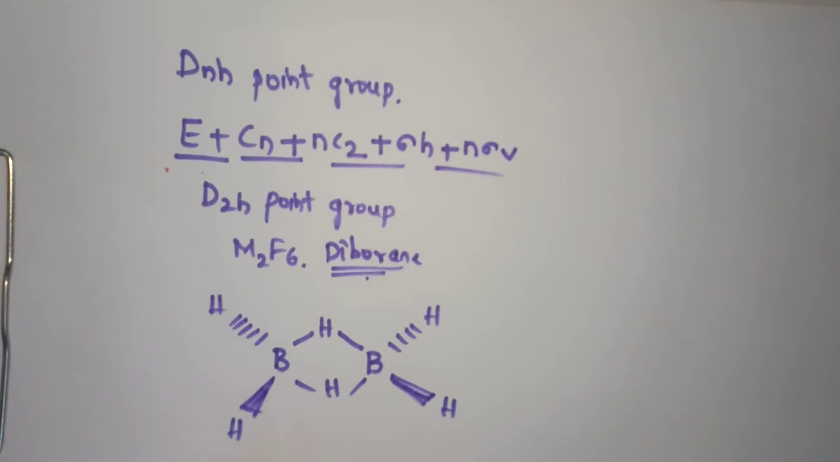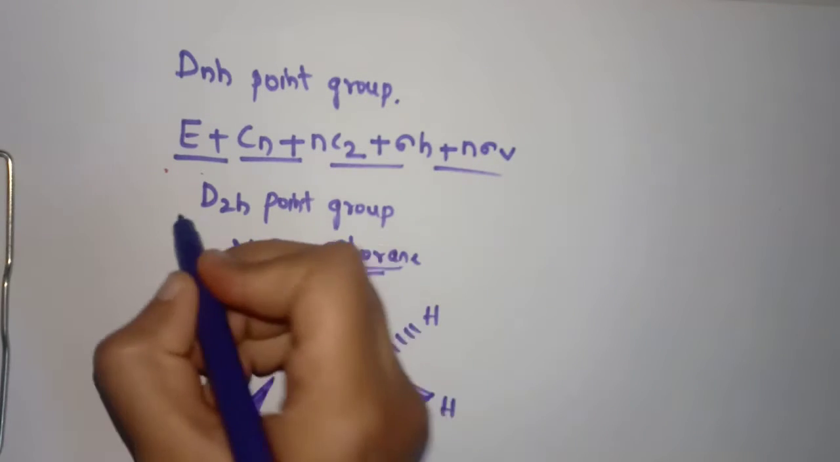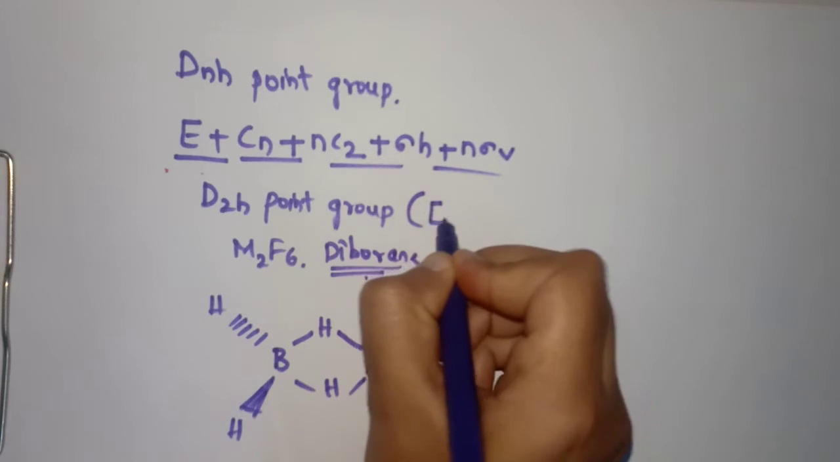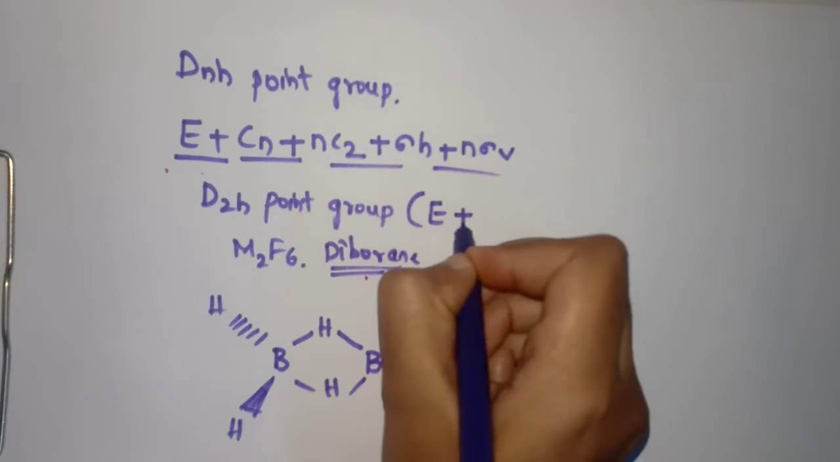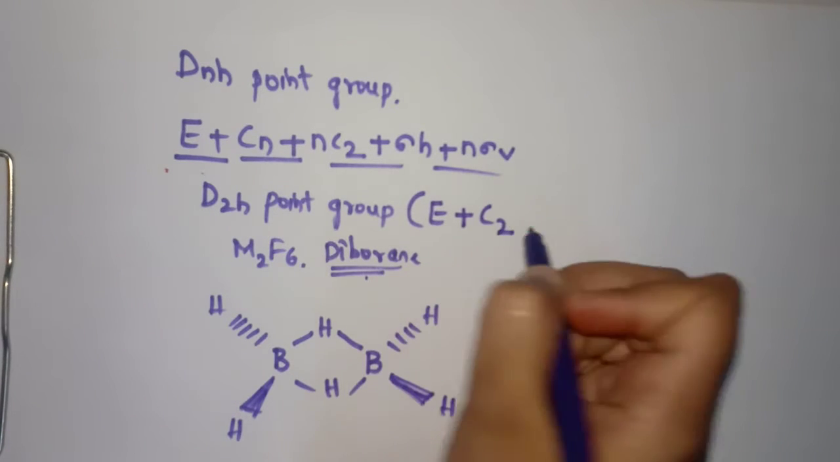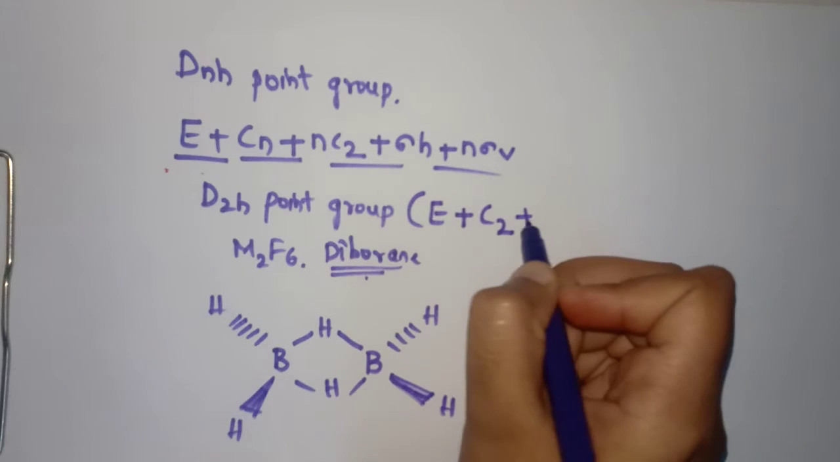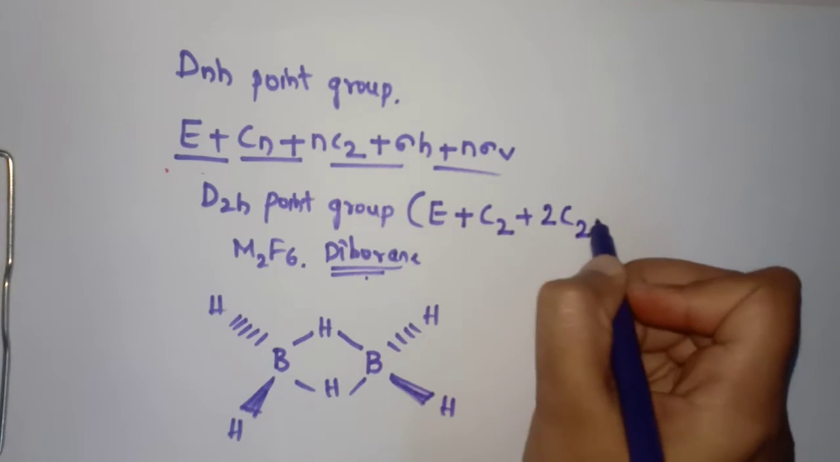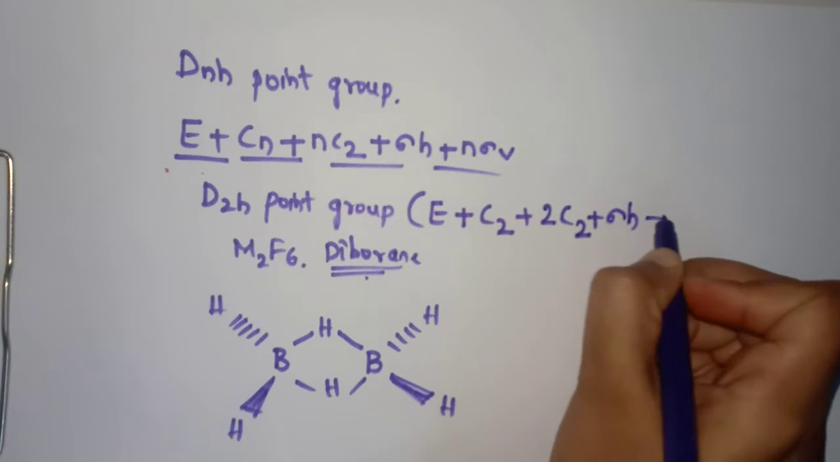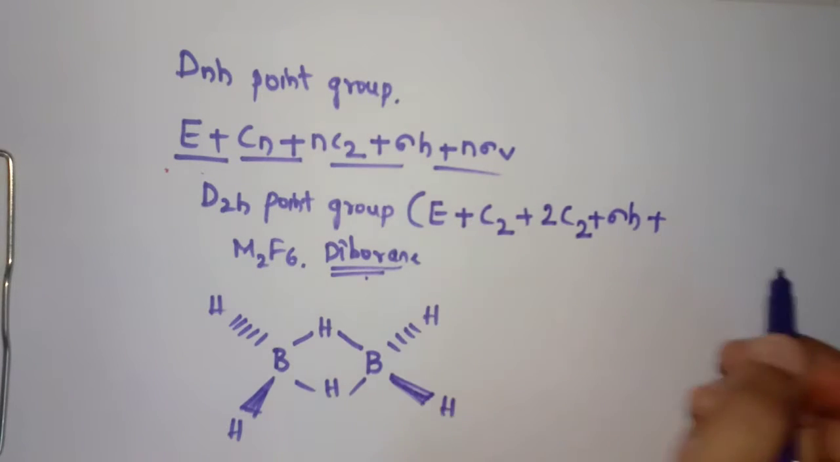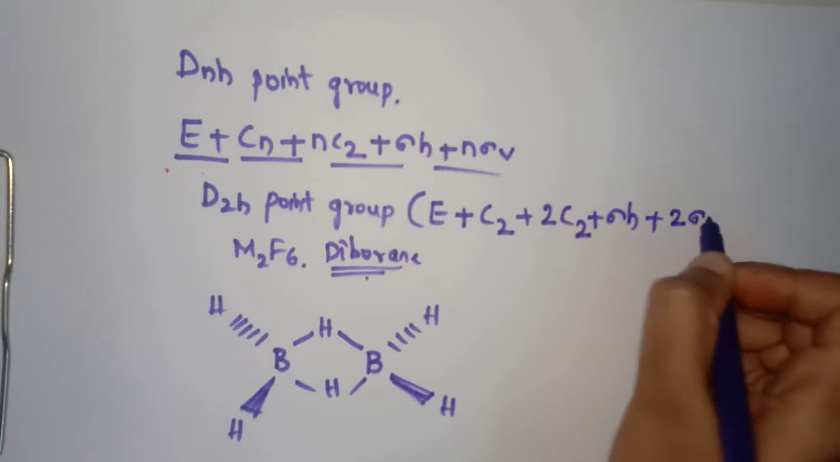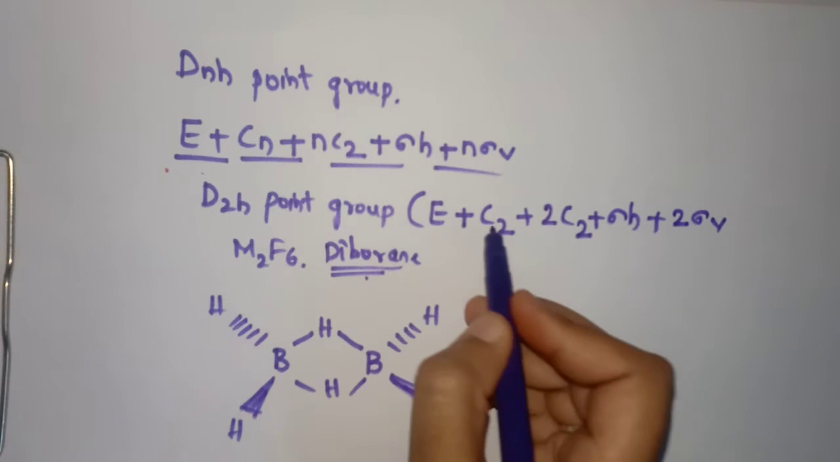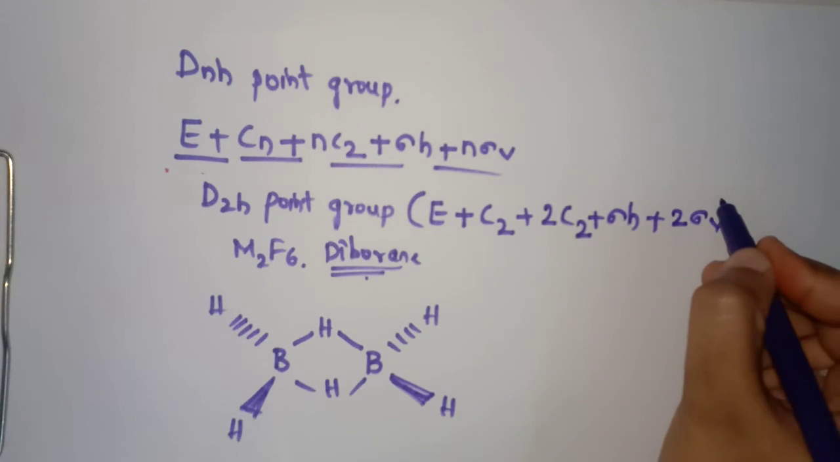Like this. This is the structure of diborane. For the D2h point group, the symmetry elements are like this. That is, identity is present in every molecule, and next C2. And if C2 is present, how many secondary axes will be present? That is 2C2 and 1 sigma h. And how many sigma v will be present? 2 sigma v. See here, C2 means 2 sigma v, like this.